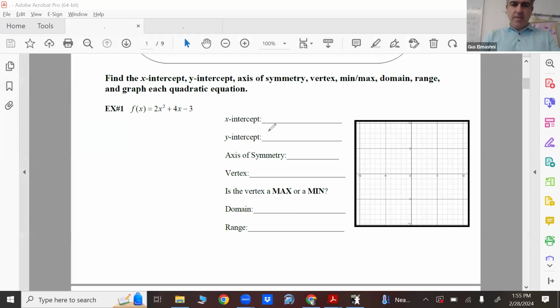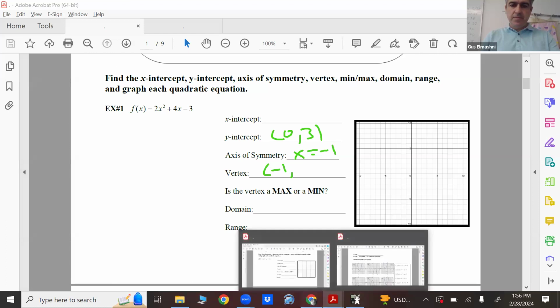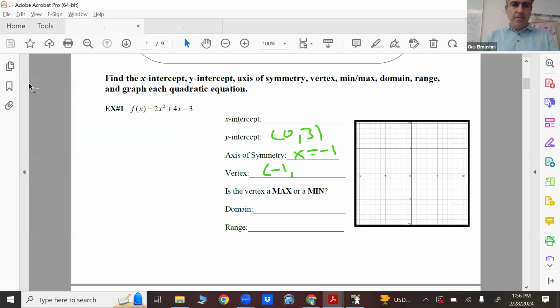So let's see here. 0, 3. X equals -1. -1, comma, -5. That is a min. The domain is going to be all real numbers always for parabolas. The range is from -5 to infinity because it goes up. Low point -5. Oh, 0, -3. My bad.